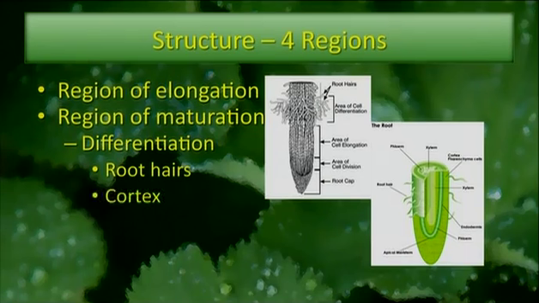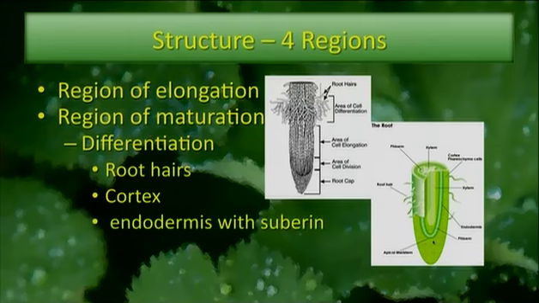Now the cortex. Cortical cells are parenchyma cells that mainly store food. The innermost part of the cortex is called the endodermis. The endodermis is impregnated with suberin that forms something called the Casparian strip.